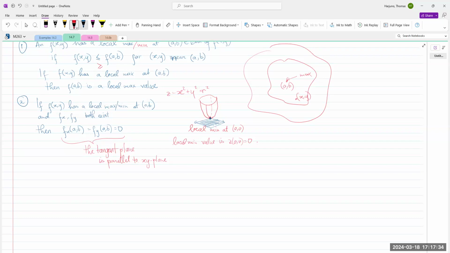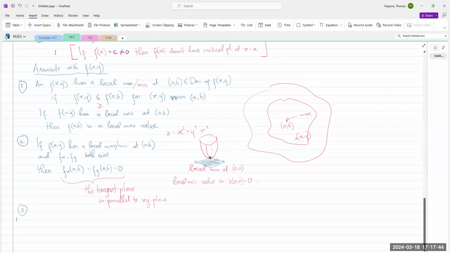Now, the third note. So you see how I slowly build the case from what we have in Calc 1. The first note here is basically the prediction of local maximum, local minimum, right? Now, the second note basically says that if you know it's a local maximum or minimum, and the first partial derivatives both exist, then they must be 0, because the first partial derivative equals 0.